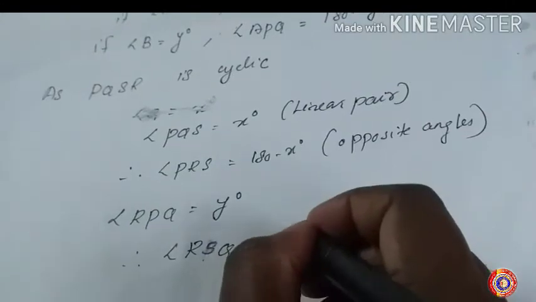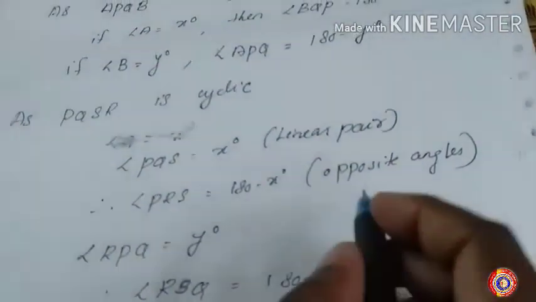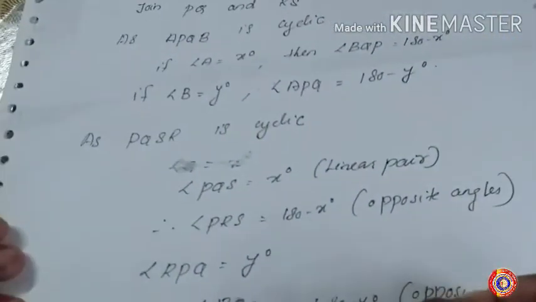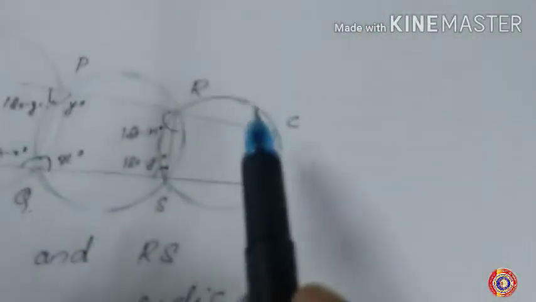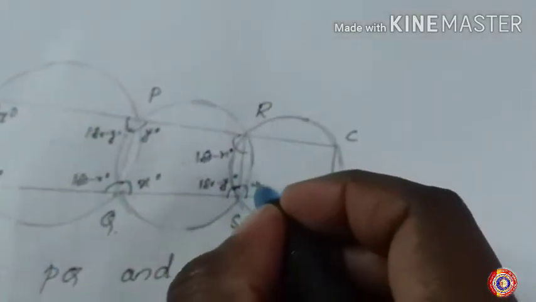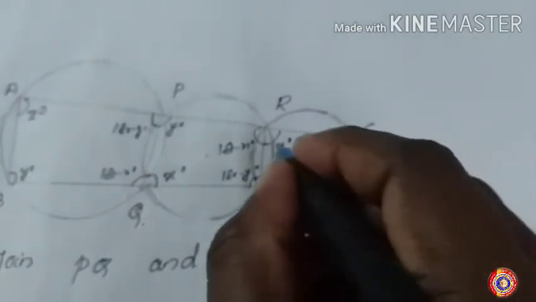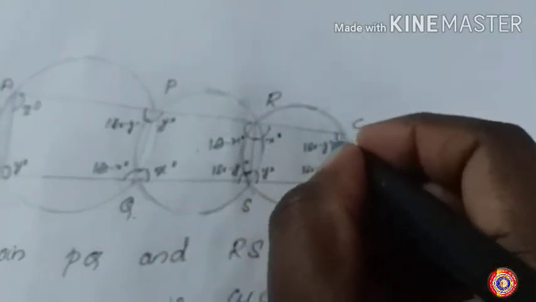Angle RSQ equals 180 minus y degree because they are the opposite angles of the cyclic quadrilateral. Next, we have to consider cyclic quadrilateral RCDS, where angle RSD equals y degree and angle CRS equals x degree, and here angle D equals 180 minus x degree and angle C equals 180 minus y degree.